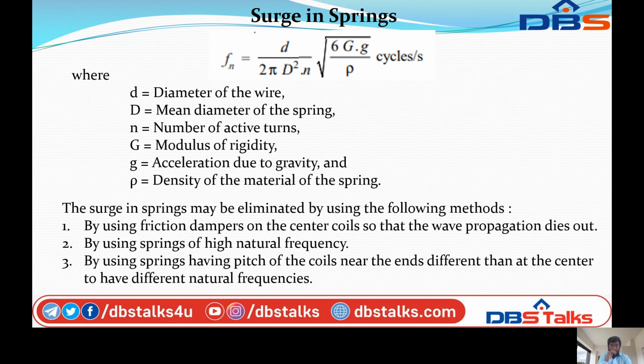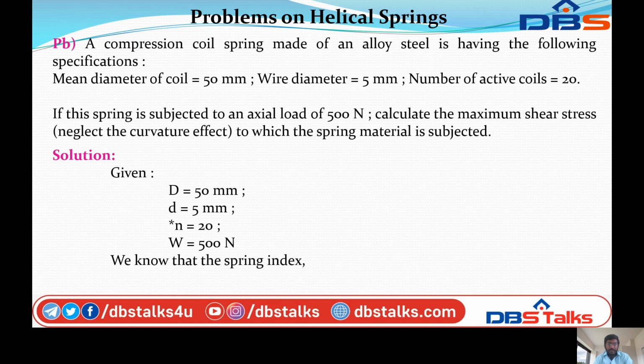So let us start the problem. Problems on helical springs. A compression coil spring made of an alloy steel has the following specifications. The mean diameter of the coil is 50 mm, wire diameter is 5 mm, and number of active coils is 20.